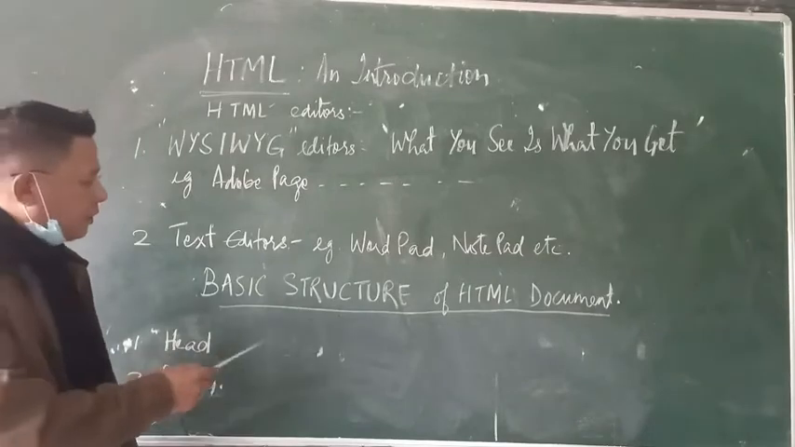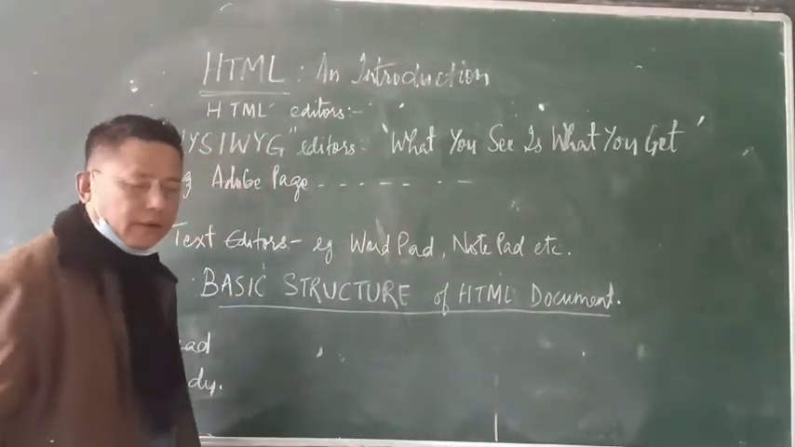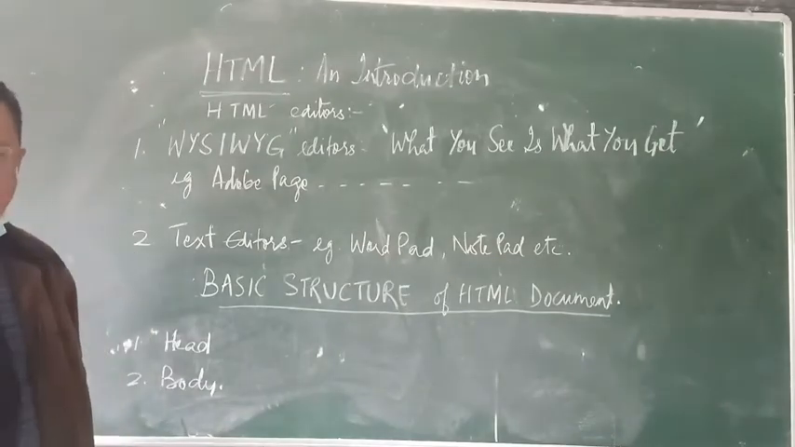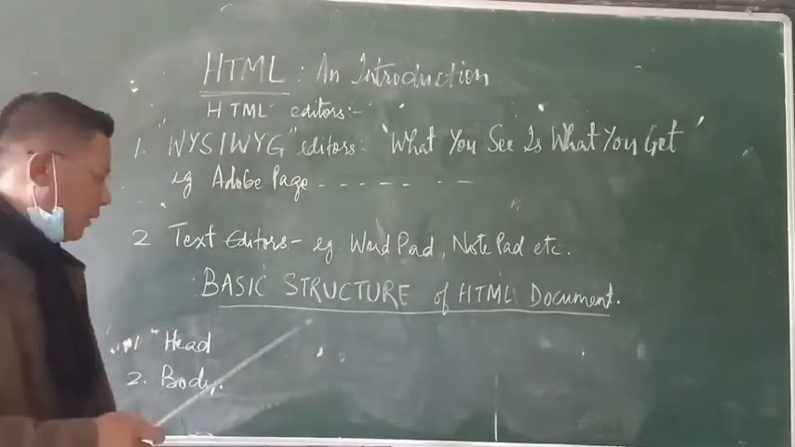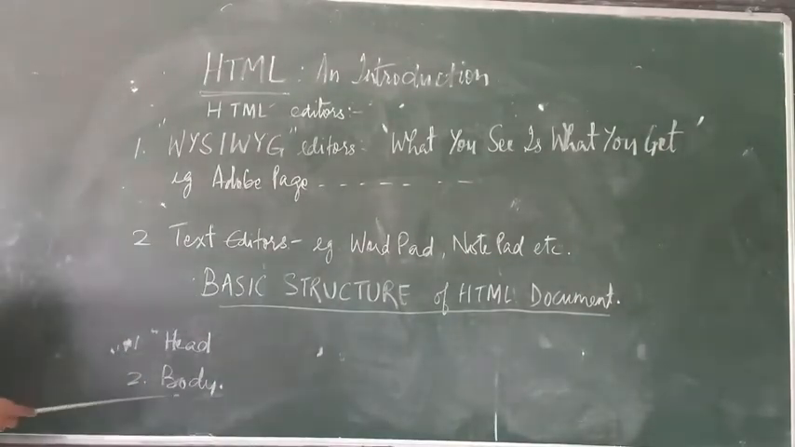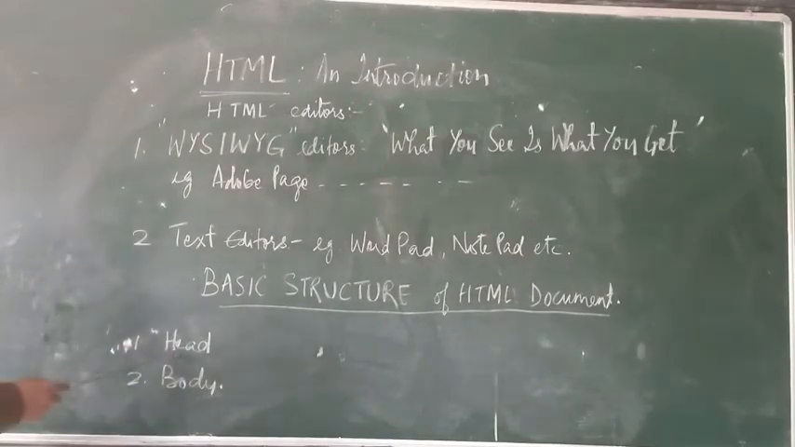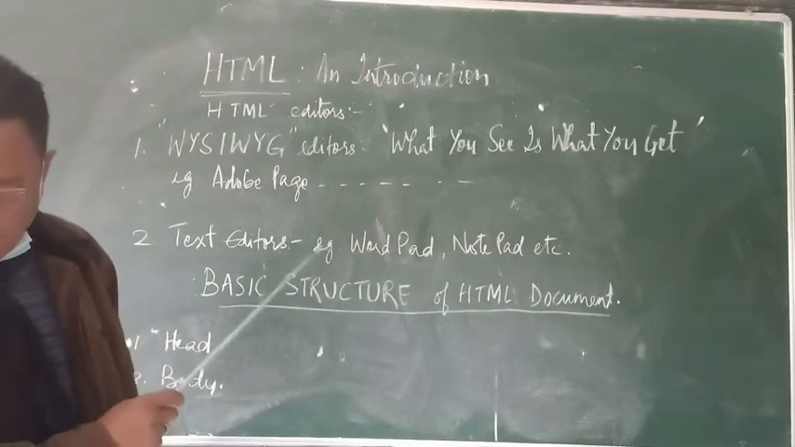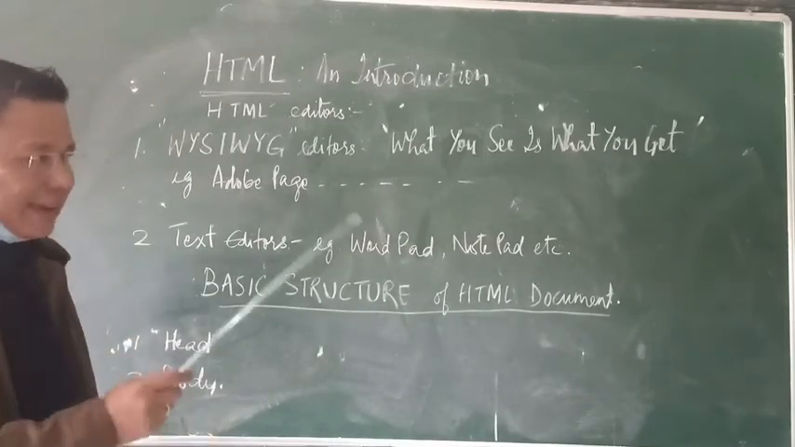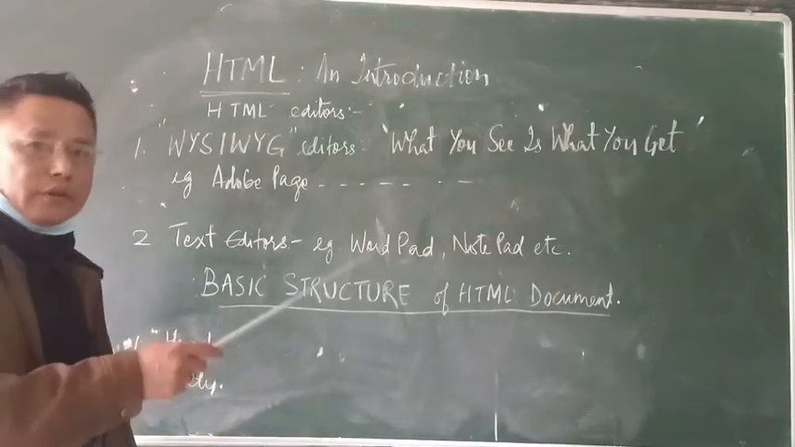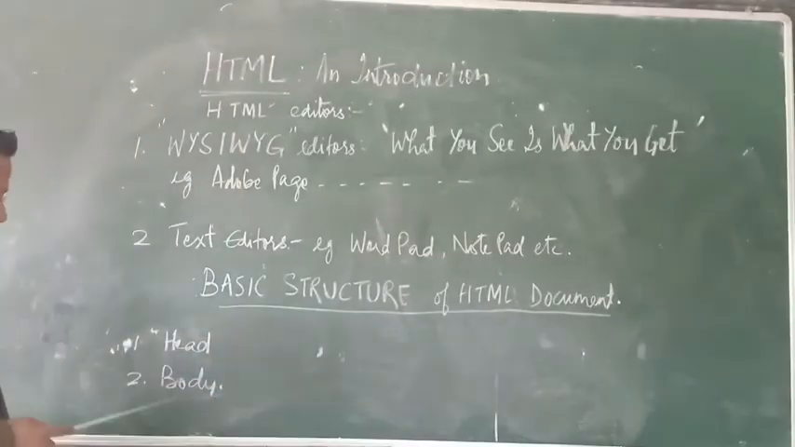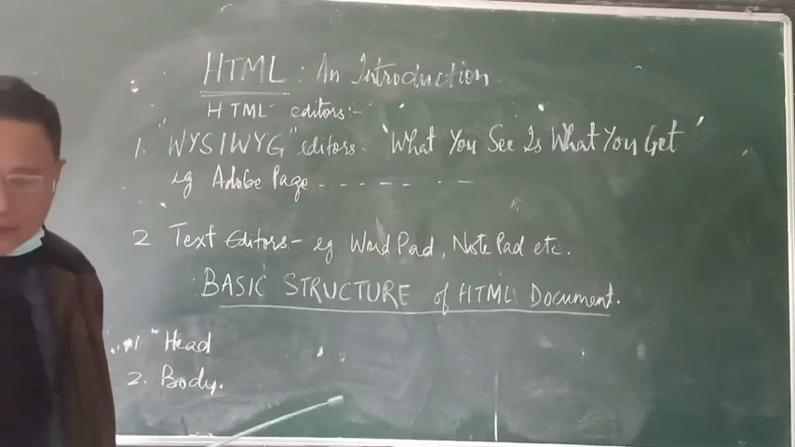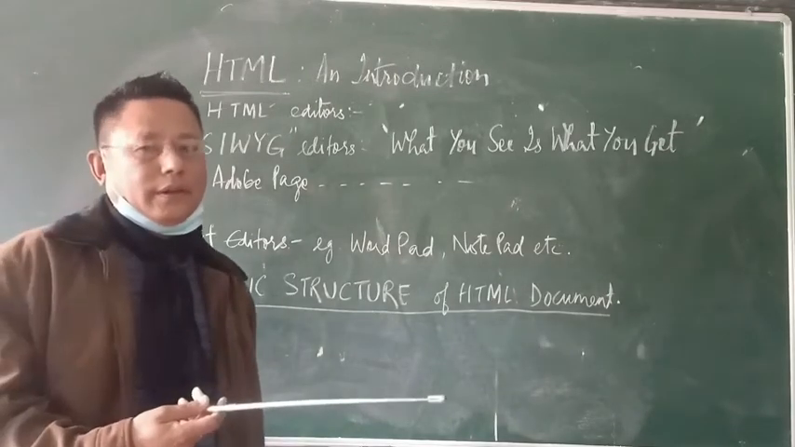Now we go to the basic structure of an HTML document. An HTML document contains two distinct parts. One is head, another one is body. Now head contains information about the document that is not displayed on the screen. Okay? And the body is completely opposite. It contains everything else that is displayed on the screen.